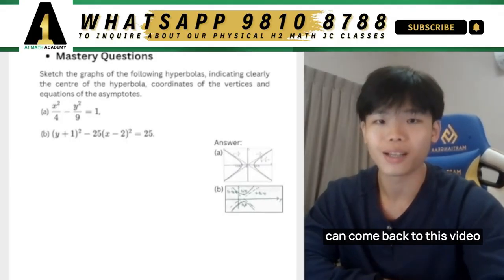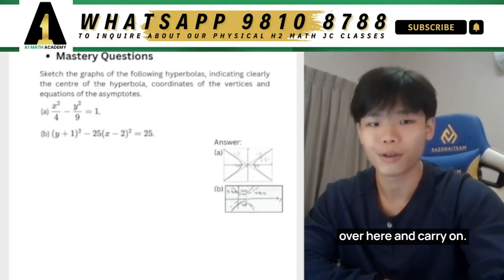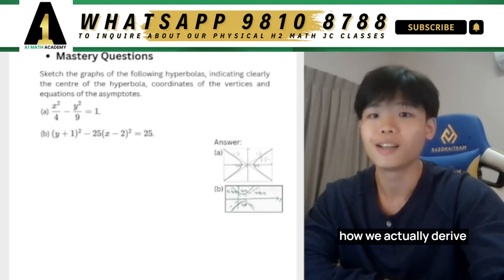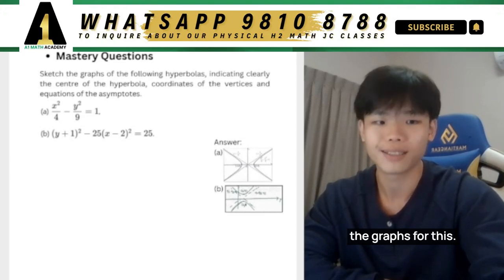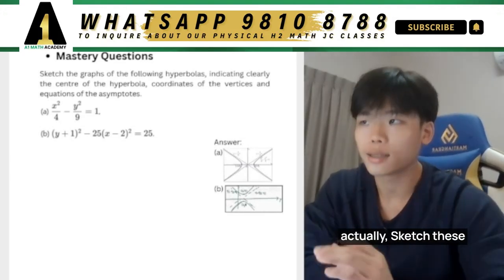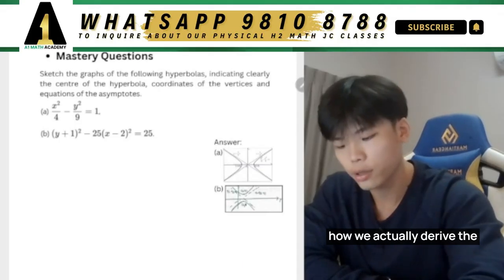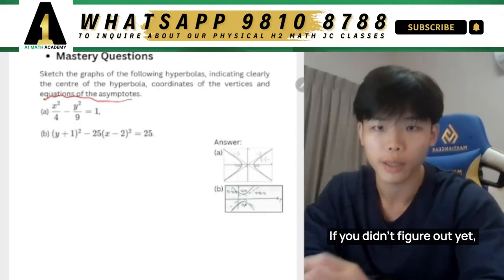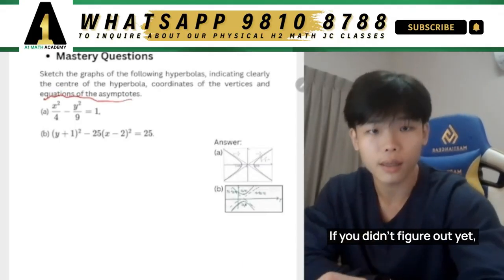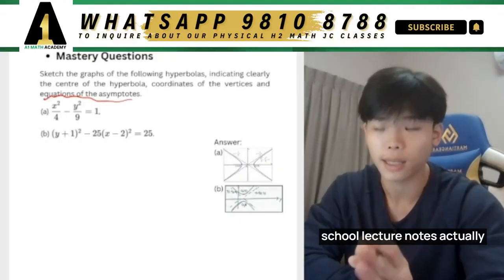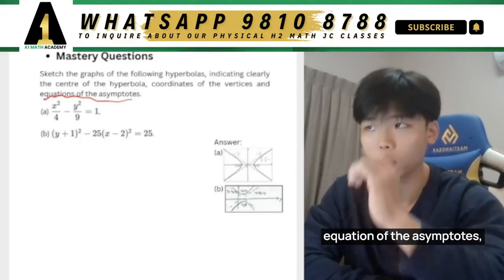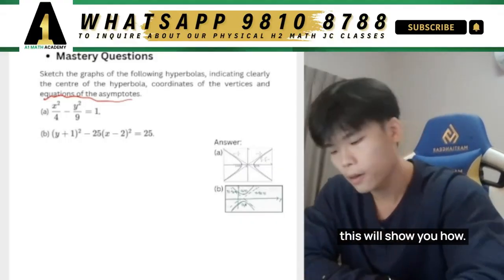And when you're ready, you can come back to this video over here and carry on, and let's break down how we actually derive the graphs for this. Let's break down how we actually sketch this, and most importantly, how we actually derive the equation of the asymptotes. If you didn't figure out yet, or if you don't understand what your school lecture notes actually mentioned about finding the equation of the asymptotes, this will show you how. Let's start with 8.